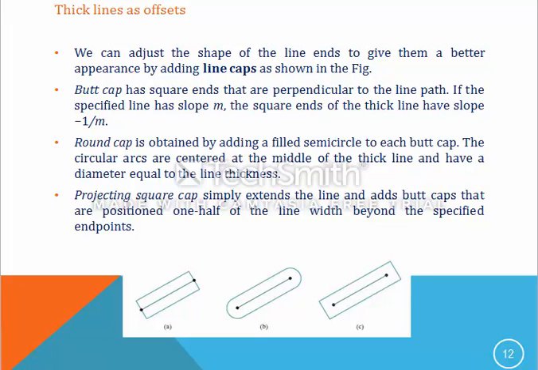Some problem with implementing the width options using horizontal or vertical pixel spans is that the method produces lines whose ends are horizontal or vertical regardless of the slope of the line.